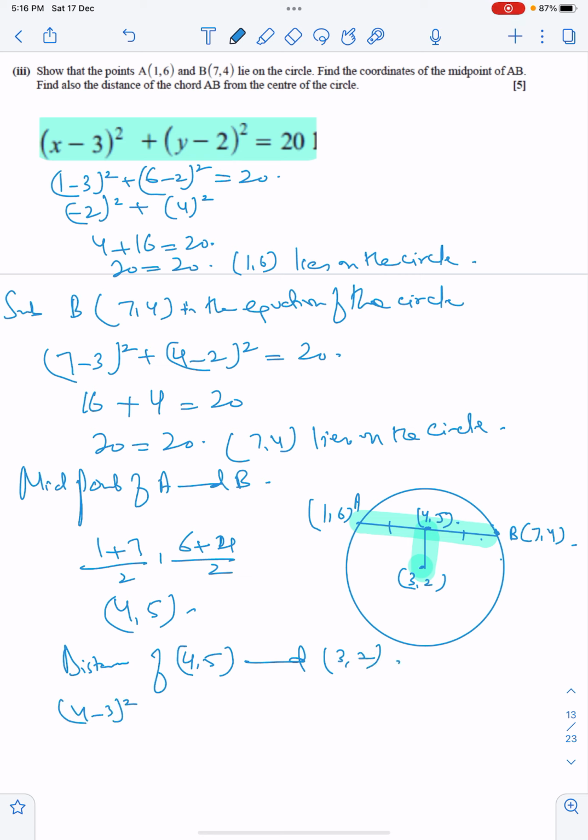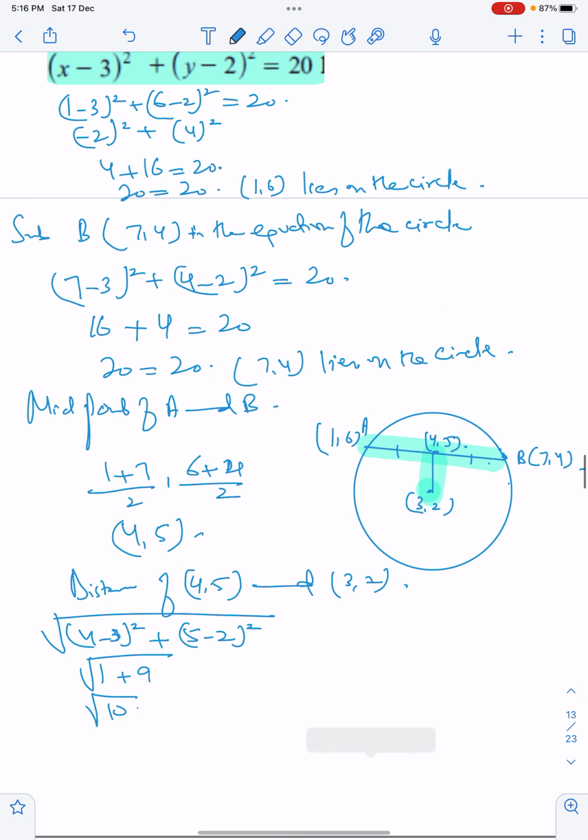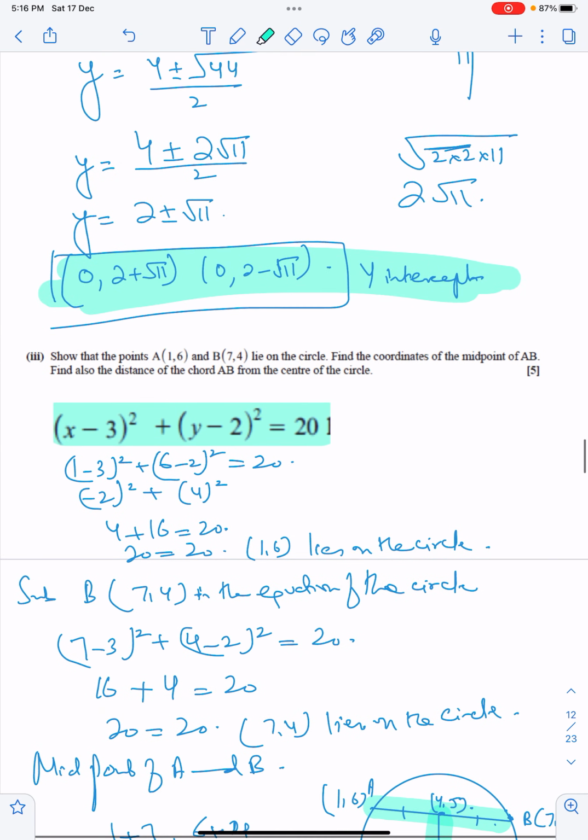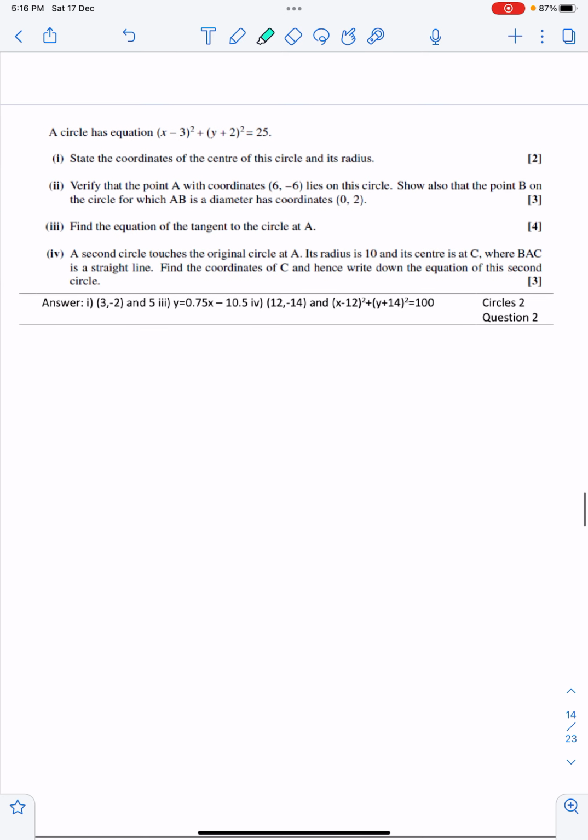4 minus 3 the whole square plus 5 minus 2 the whole square, in the square root. 4 minus 3 is 1, 1 square is 1, 5 minus 2 is 3, 3 square is 9, square root of 10. That is the distance, in units. If you want, you can give the answer up to 3 significant figures using the calculator. So square root of 10 is actually 3.16. This is the answer. Okay, moving on to the next question.